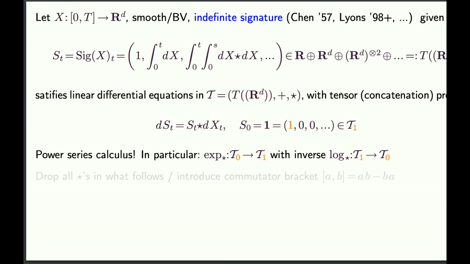So with that power series calculus in place, you can define the exponential, you can define its inverse, the logarithm, and in what follows, I will just drop these stars here. Many people would write here tensor product, but I want to keep it separate from the tensor product I use later. So it's just the concatenation of tensor product, and I will drop it.